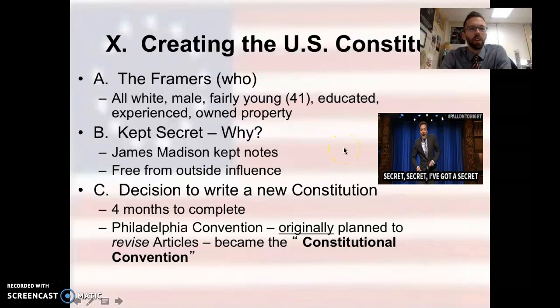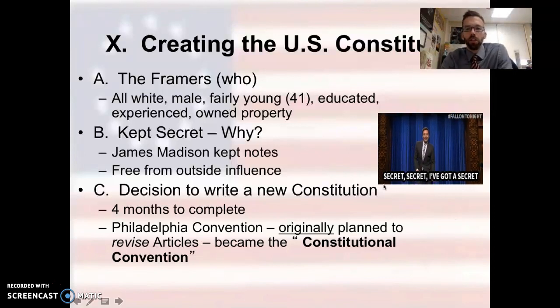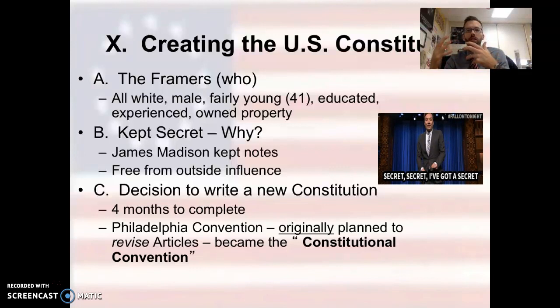So the framers, 55, all men, all white, pretty young, all educated, have political experience, own property. So it's kind of the best and brightest in the country. They meet in secret. You see Jimmy Fallon doing a little secret dance. And why that is because they wanted to hammer this thing out. They didn't want outside influences trying to change the process.